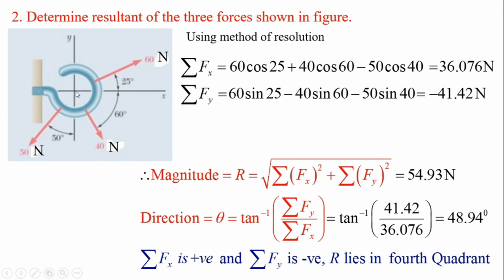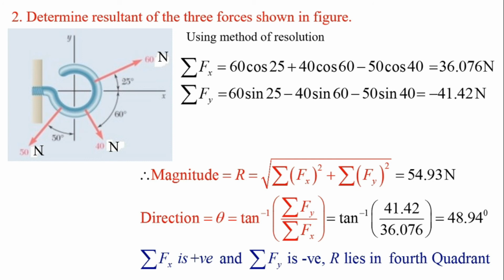Now, x component of the third force, 50 cos theta. Theta is the angle made by the force with x axis of that quadrant. Force is acting in the third quadrant, so we have to determine the angle made by the force with x axis of third quadrant, and this angle is equal to 40. So, 50 cos 40 along negative x axis, minus 50 cos 40, and hence summation Fx is equal to 36.076 Newton. So, summation Fx is known.